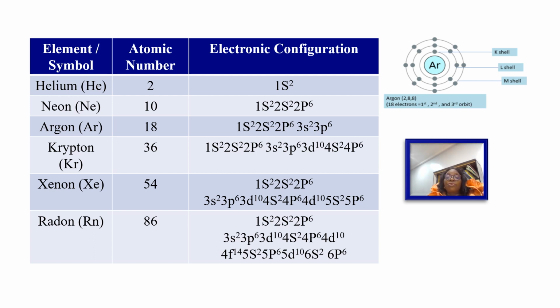Looking at the argon structure we have on the slide, we just want to use argon as an example. We'll know that the first shell contains 2 electrons, the second shell contains 8 electrons, and the third shell contains 8 electrons. And the first shell is called the K shell, second shell the L shell, and the third shell the M shell.